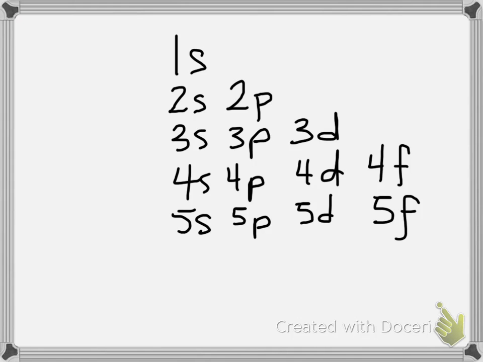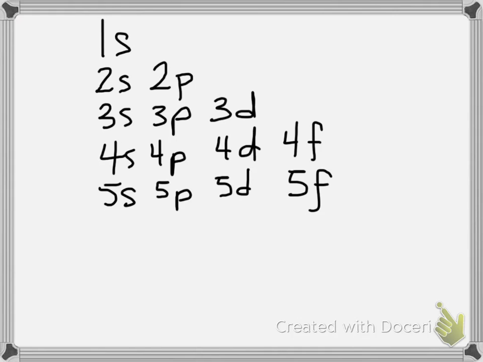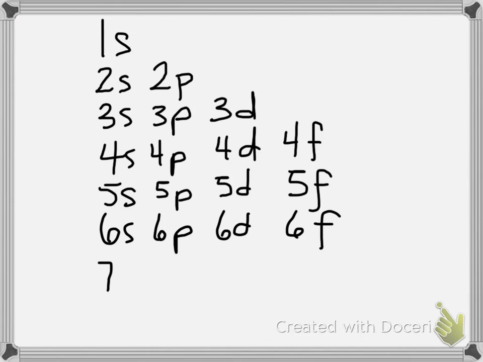We're not going to write them. We're not going to go out any further than 5f, and you'll see why in a second. So then we're going to write 6s, 6p, 6d, 6f. You'll see a lot of representations don't even write the 6f, and again, you'll see why momentarily. 7s, 7p, 7d. We can probably actually stop at 7d.